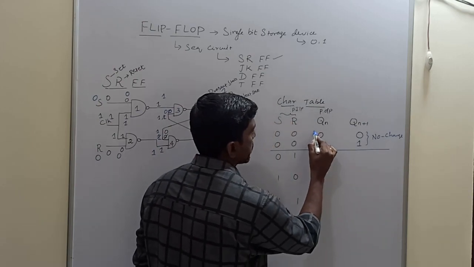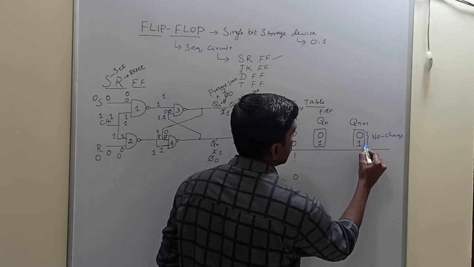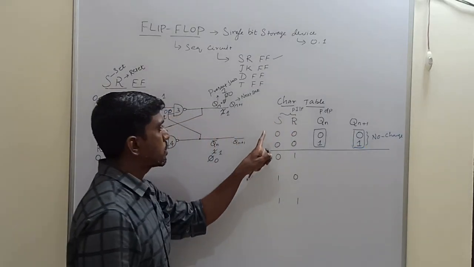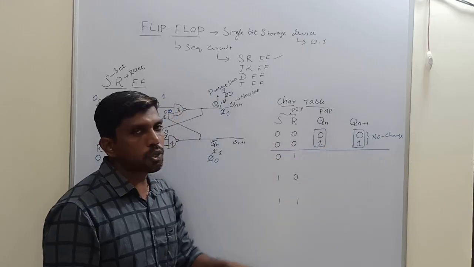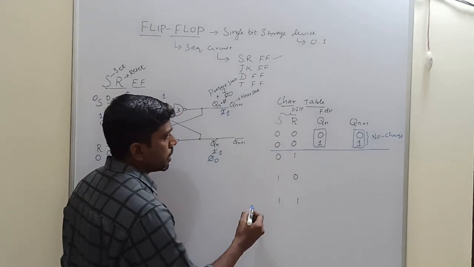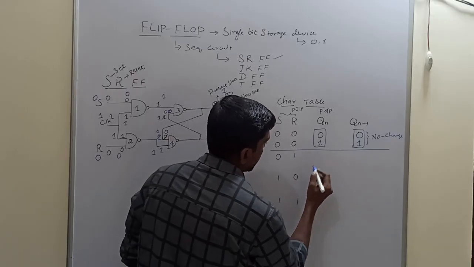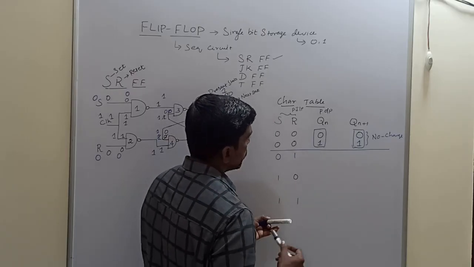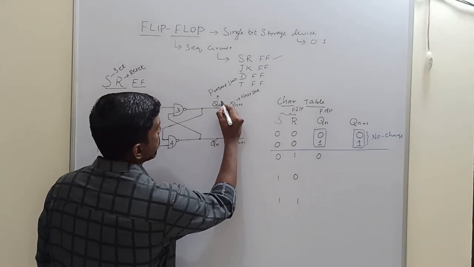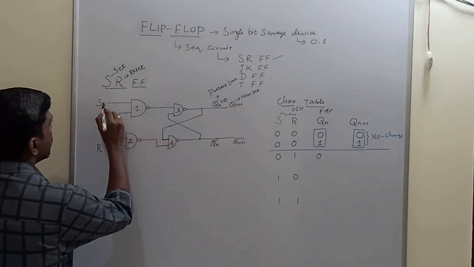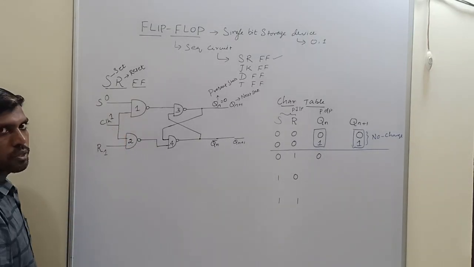So whatever value is present in the present state, the same value is reflected in the next state. So S R value 0, 0 means Qn value is reflected in Qn plus 1. Then next case, S value 0, R value 1. Let me assume Qn value is 0. So now Qn value is 0, S value 0, reset value 1, clock is 1.